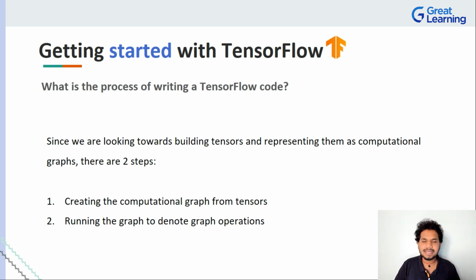Fantastic. Now you should be asking a question at this moment of time, and this question is, what is the process of writing TensorFlow code? We've discussed the theoretical aspect of things, but when you have to build a tensor, when you have to make your computer understand what a tensor is, and eventually you have to understand what a tensor is to make sure you can implement multiple of these in a neural network, right?